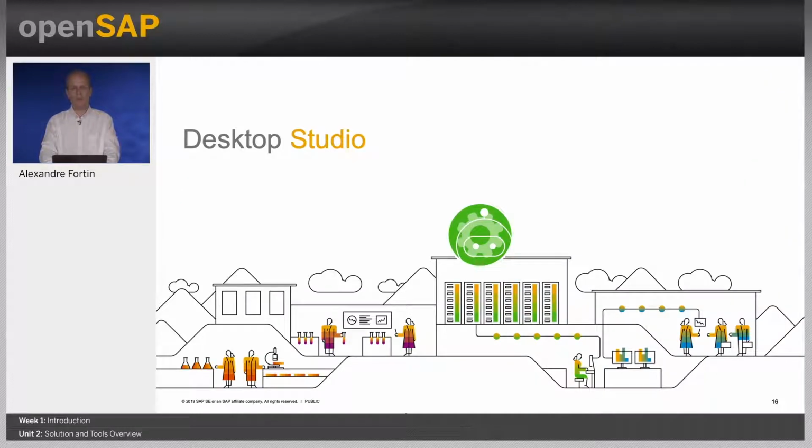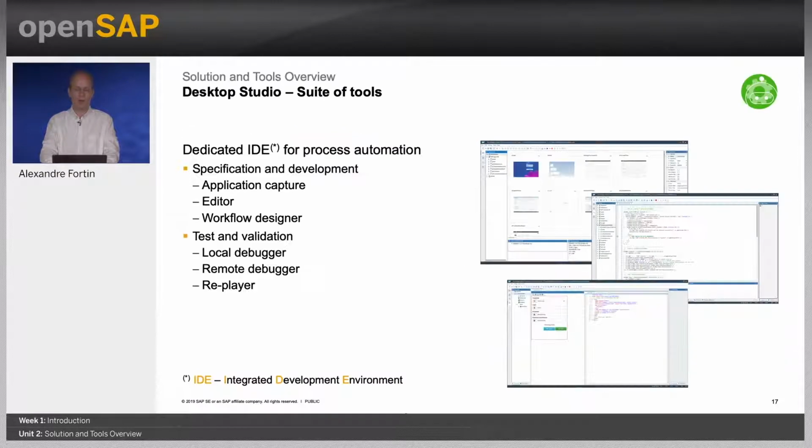Now, an important piece of the solution, the Desktop Studio. The Desktop Studio is a suite of tools which is an integrated development environment focusing on process automation development. It covers the specification and the development perspective with an application capture, a code editor, and a workflow designer, and many more. Through its built-in debugger, local or remote tests are doable.